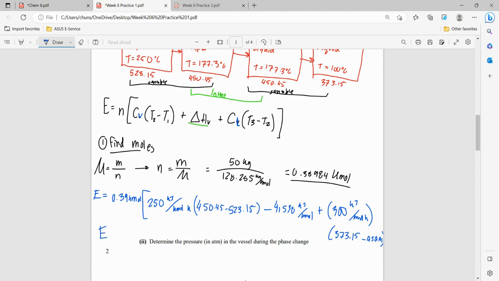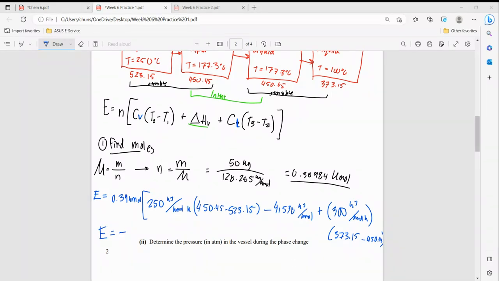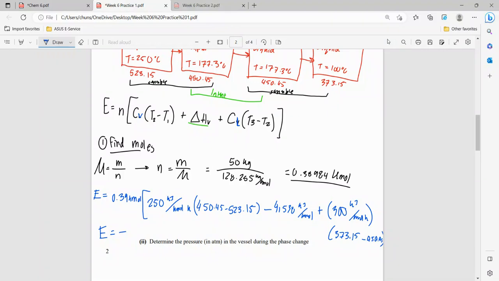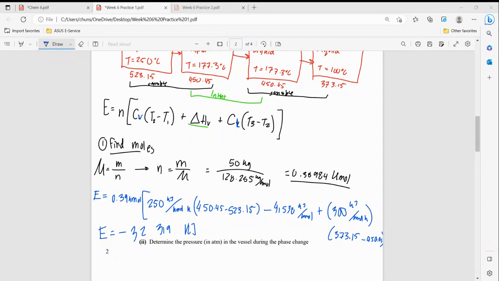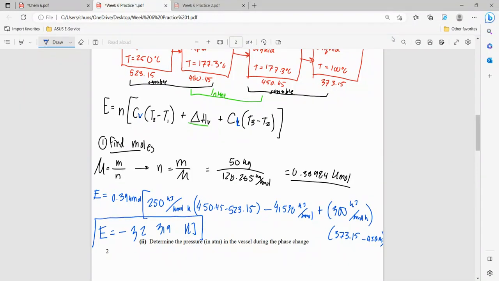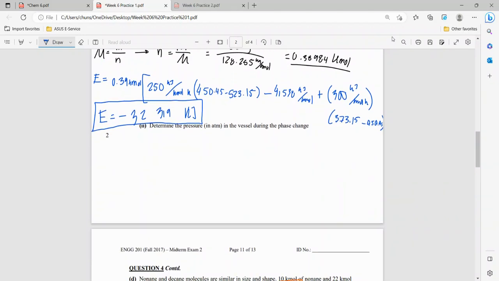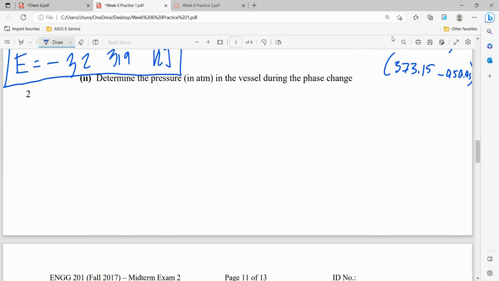So our energy is going to be negative, and our final answer is negative 332,319 kilojoules. And like we said, our negative sign makes sense because we are removing energy in order to condense our vapor into liquid. Okay, and we also want to determine the pressure in atm of the vessel during the phase change.